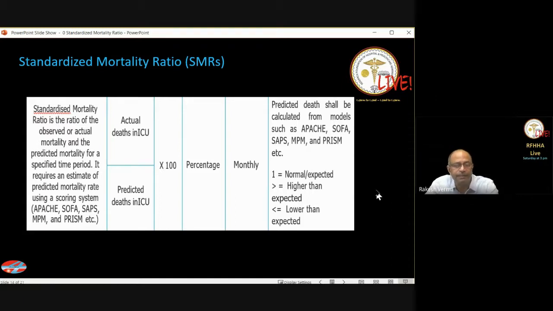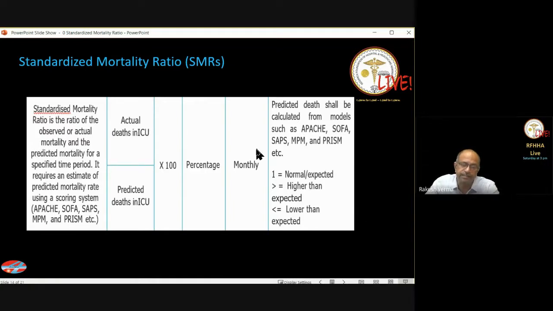The multiplication factor is 100, so it gives you a percentage. If you don't use the multiplication factor, then it gives you a single number, which can be 1, where the numerator and the denominator are equal. So obviously when you have the equal dividing the equal, the result is 1. It can be less than 1 when the denominator is bigger, and it can be more than 1 when the numerator is higher. So this is the formula that is used.